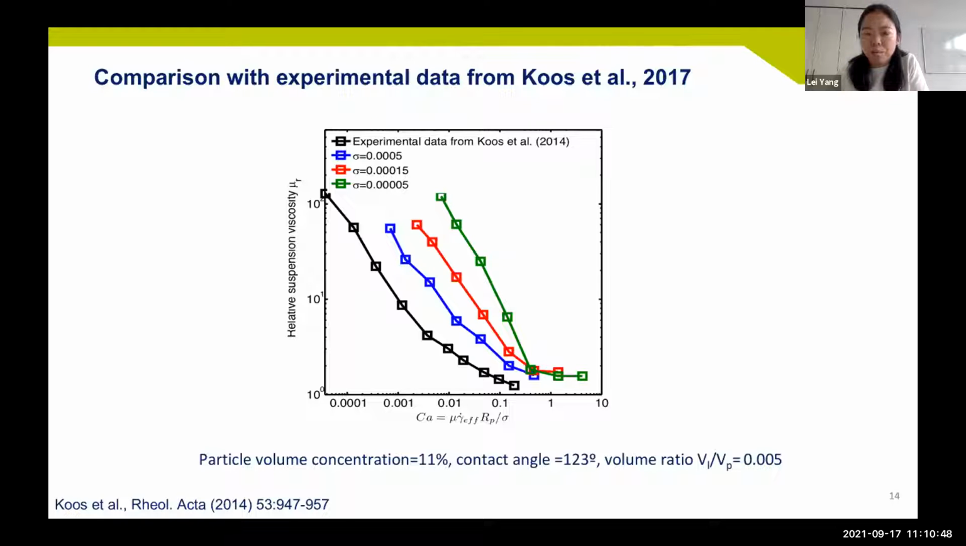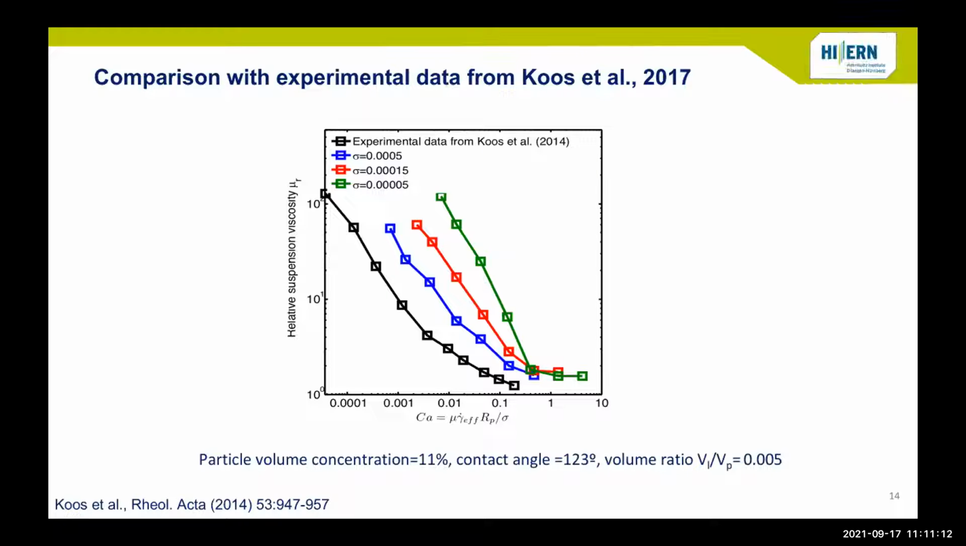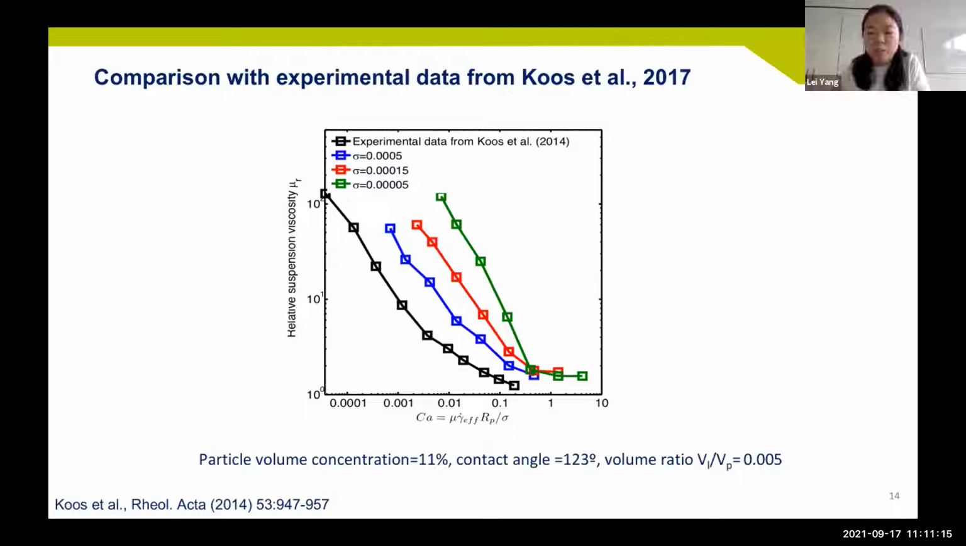We have two reasons for this. The first is that in our simulations, we assume that the secondary fluid is uniformly distributed among all the particles, which is not the case in the experiment. And the second, we model the particles as monodispersed. However, in the experiment, the particles are neither spherical nor monodispersed. So these two reasons could lead to the qualitative disagreement between our simulation results and the experimental data.